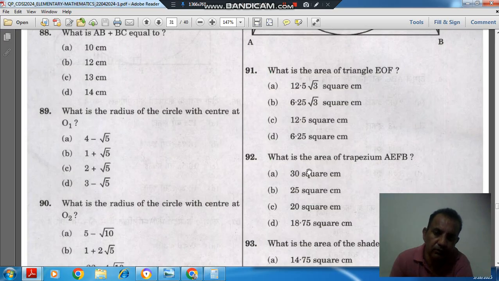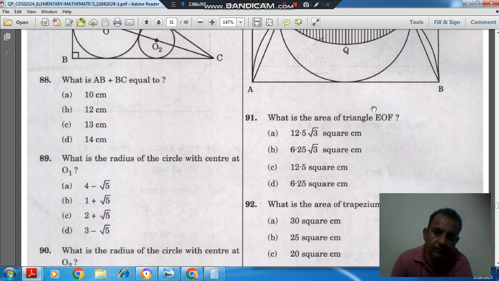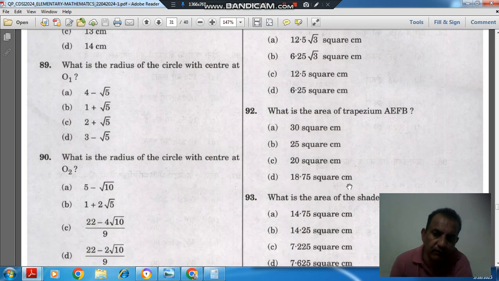And question number 92 is what is the area of trapezium AEFB? Option A 30 square centimeter. Option B 25 square centimeter. Option C 20 square centimeter and option D 18.5 square centimeter.